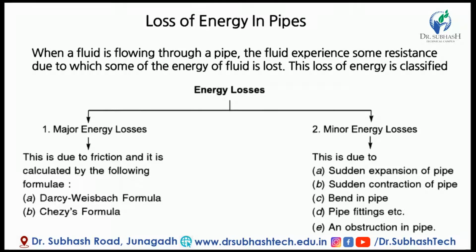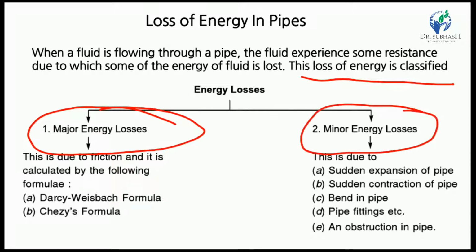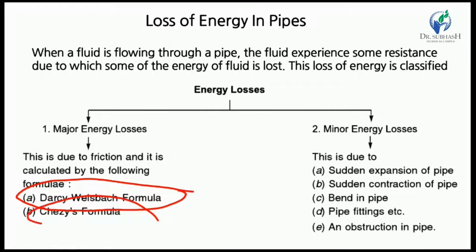First of all, when the fluid is flowing through the pipe, the fluid experiences some resistance. Due to this resistance, the fluid loses some energy. These energy losses are classified into two main categories: major energy losses and minor energy losses. Major energy loss is due mainly to friction, and it is calculated by two formulas: the Darcy-Weisbach formula and Chezy's formula.